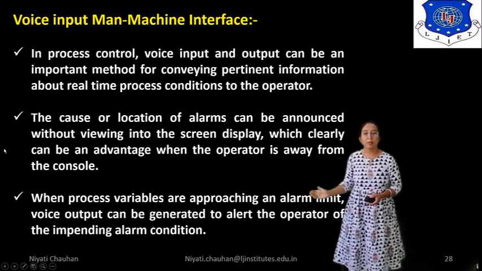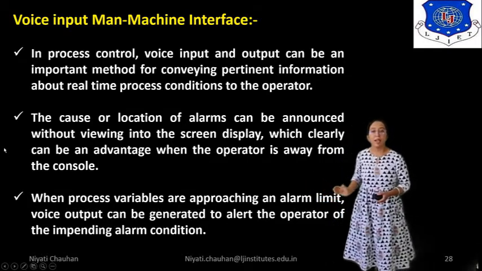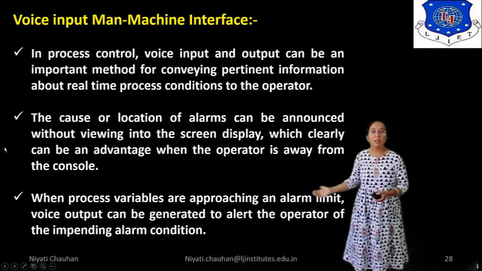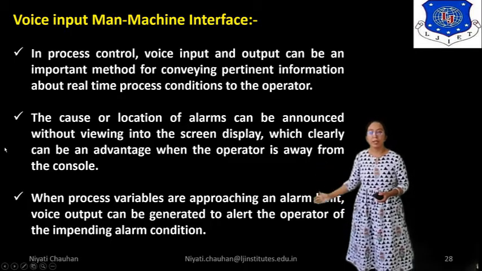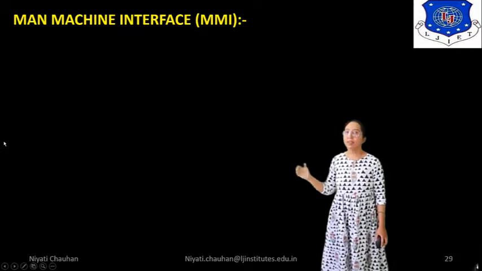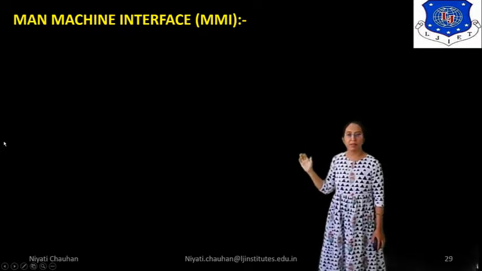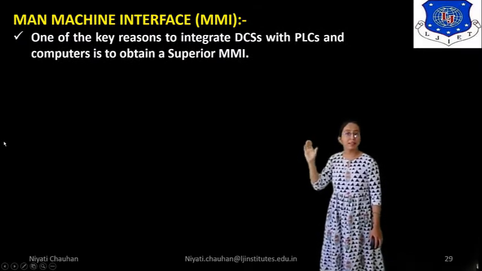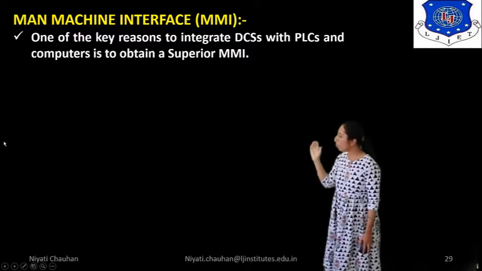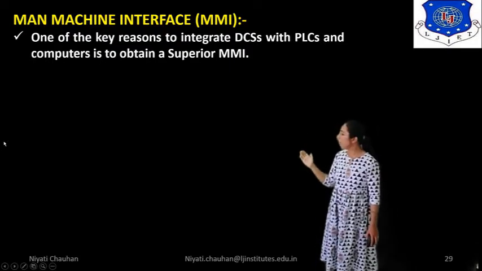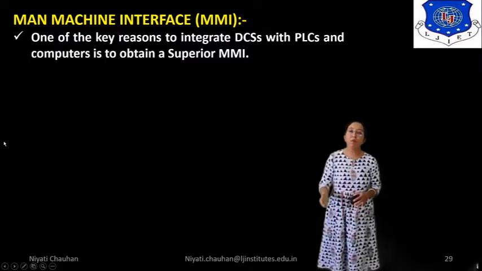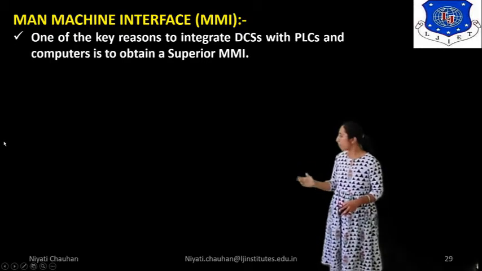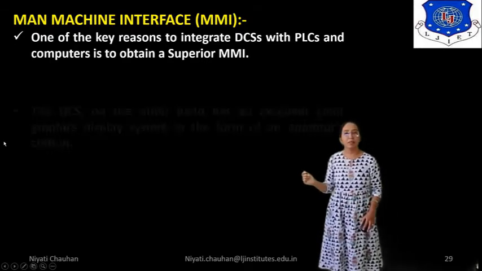When process variables are approaching an alarm limit, voice output can be generated to alert the operator of the impending alarm condition. Next is the man-machine interface (MMI). One of the key reasons to integrate DCS with PLC and computers is to obtain a superior MMI. Here we want to interface DCS with PLC and computer, so at that time we are using the man-machine interface.